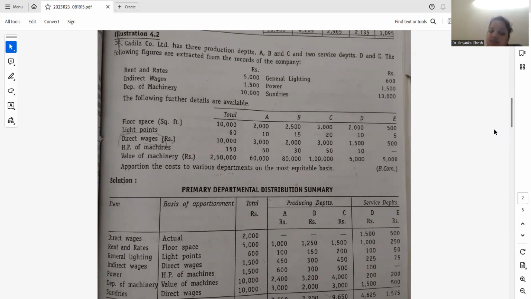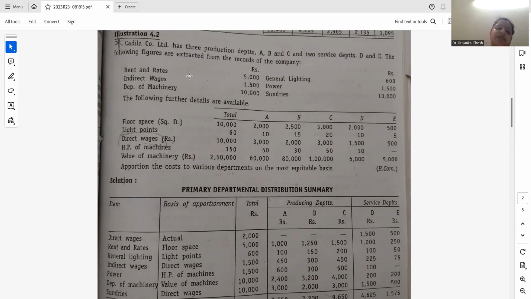Here you can see in the question, this company has three production departments, A, B, C, and two service departments, D and E. They have given some overhead expenses like rent and rates, indirect wages, depreciation of machinery, general lighting, power, and sundries. Sundries means other expenses. When we distribute these among all five departments, we cannot distribute equally; there are some parameters based on which we need to distribute.